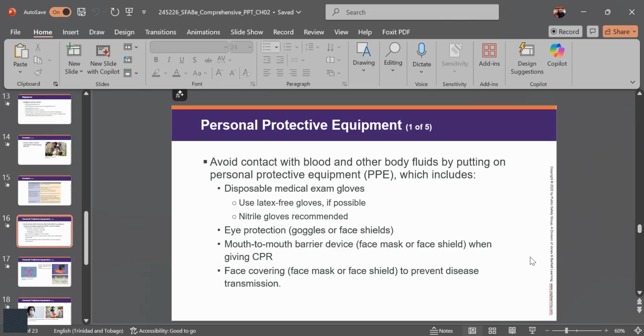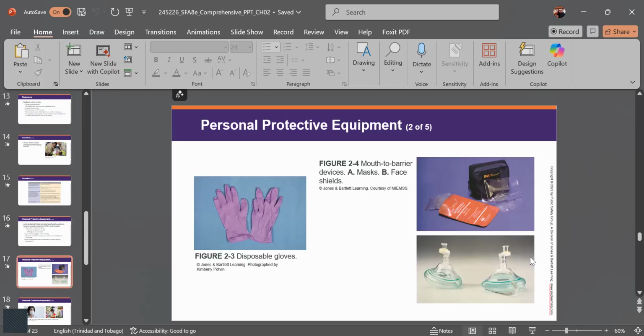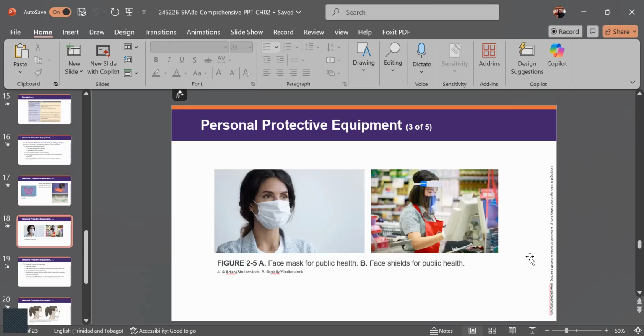We're going to be dealing with body fluids, and it's not just blood. People drool, some people vomit. So we may be dealing with a lot of body fluid. That's why it's important for us to identify and utilize the necessary PPE while we're managing our patients. And we have some examples here: the disposable exam gloves, the barrier devices, the face shield, the face mask. You have a face shield on this image here, and you have a face mask.